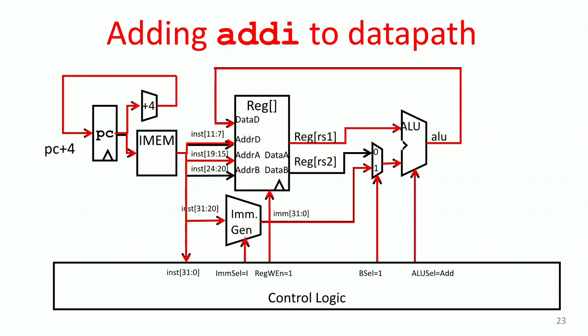Register value comes out. This input gets selected. The ALU generates something based on, now the controller is going to tell it for this instruction to do an add. The ALU will do an add. The result will drive these wires, come back to here, and then a rising edge of the clock will change the value in the register file, and that instruction will be done. So that's the modification to the data path.